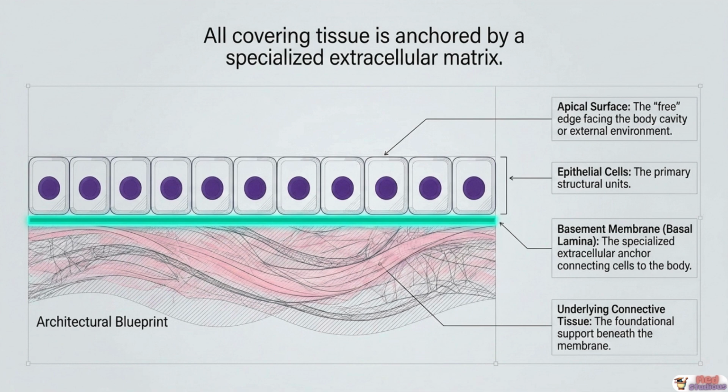Beneath the basement membrane lies the underlying connective tissue, which provides structural support and houses the blood vessels responsible for nourishing the avascular epithelium above. And in the middle of all this are the epithelial cells themselves, the primary structural units, tightly packed together, connected by specialized junctions, including tight junctions, desmosomes, and gap junctions, which collectively maintain tissue integrity and control intercellular communication.